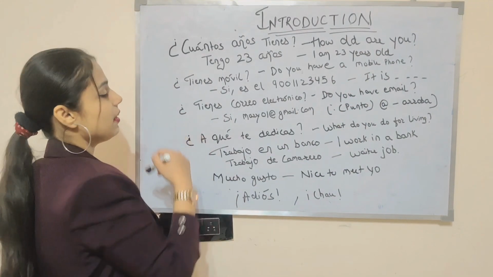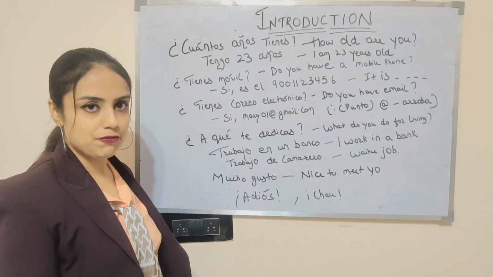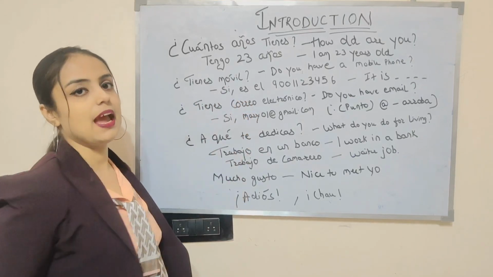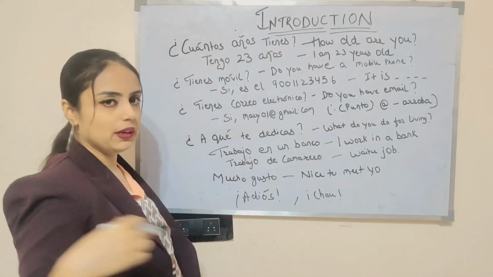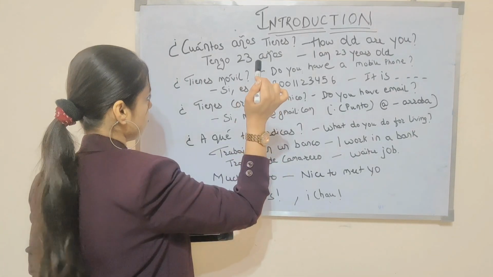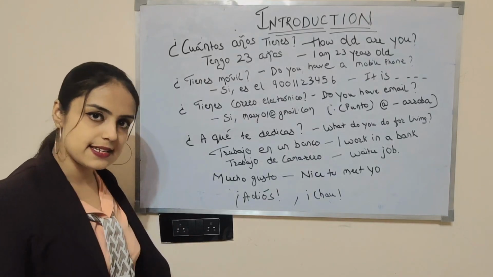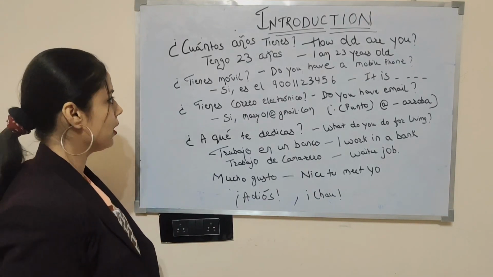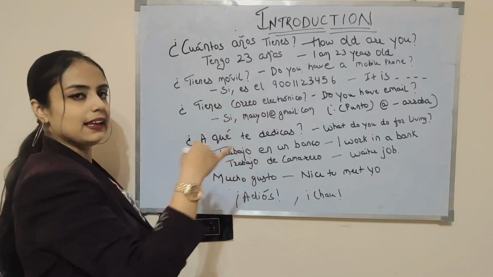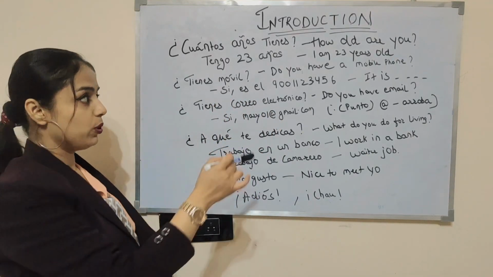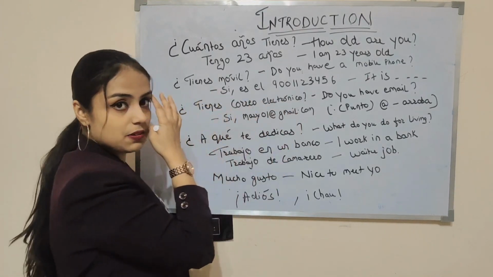Then next, if we want to ask ¿Tienes móvil? That means do you have a mobile phone? ¿Tienes móvil? And in case yes, we will say sí, then you will give your mobile number, like 90011234556, whatever your mobile number is. Okay, so tienes móvil, do you have a mobile number? Sí, and then your mobile number. Okay, counting I have already mentioned, so you must be aware of what these words are called in Spanish.